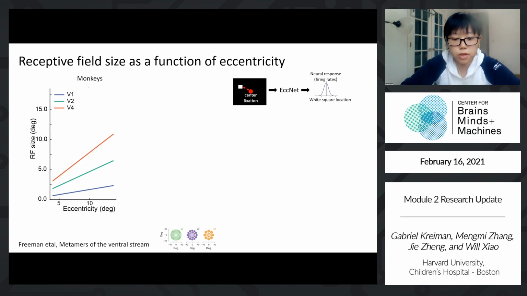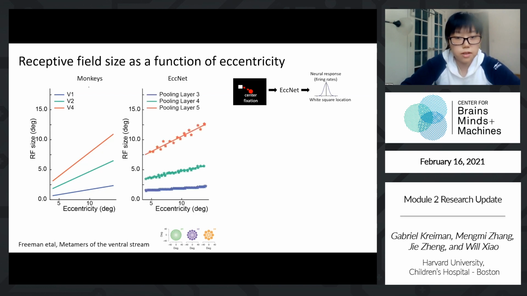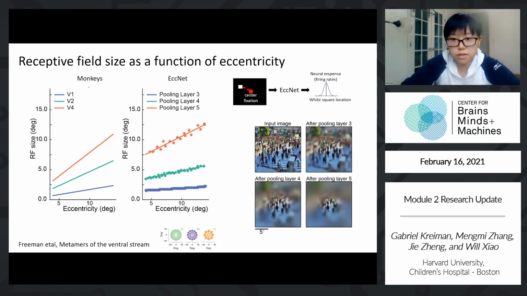And from there, we could compute the corresponding receptive field sizes. And this is what we get. I would say qualitatively, these three curves match quite well with the one on monkeys. Just to give you a better understanding of the receptive field sizes across different layers, for each unit in each individual pooling layer, this is how it looks.